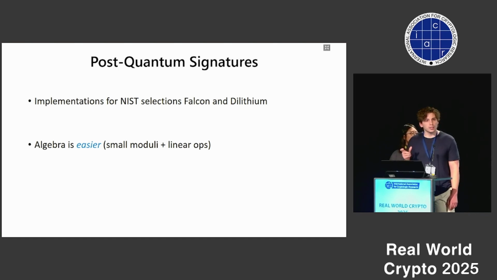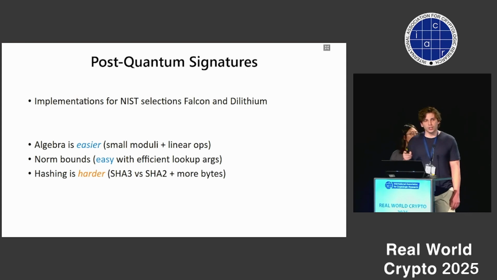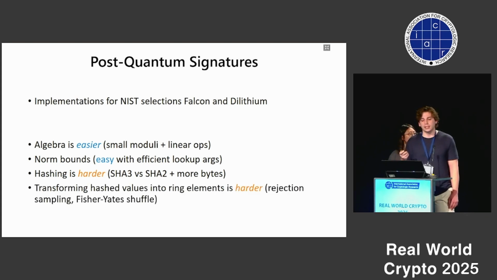In general, the algebra is easier to encode for the post-quantum signatures on account of the much smaller modulus and the frequent use of linear operations like NTTs, which are more or less free in R1CS. Norm bounds have to be computed for these verifiers, but with lookup arguments, this is almost trivial. Hashing is much harder for these schemes, both because a more expensive hash function is used in the form of Keccak, but also just more bytes need to be hashed. And finally, whereas in the pre-quantum schemes, getting a ring element out of the hash output is a simple matter of modular reduction, more complicated techniques are used in the post-quantum signatures, such as rejection sampling, or in the case of Dilithium specifically, a Fisher-Yates shuffle.